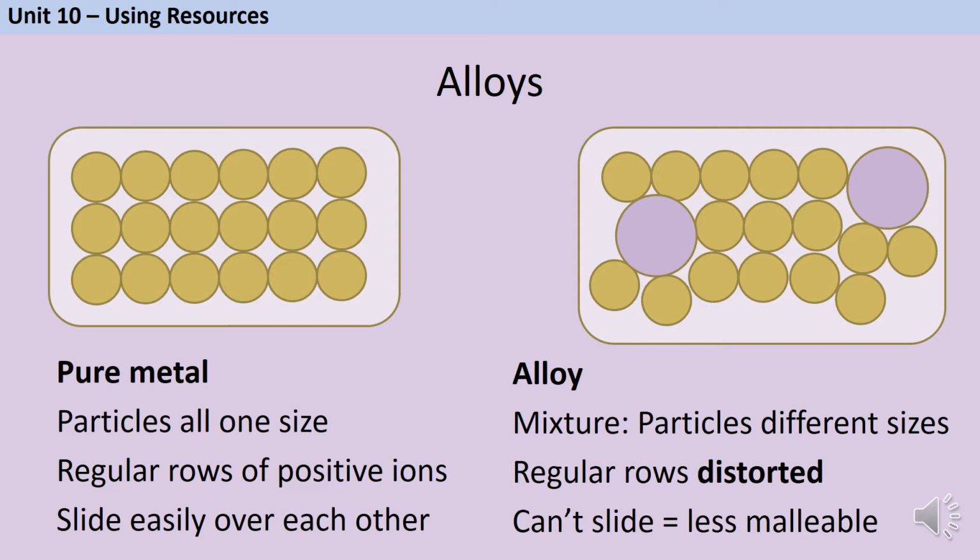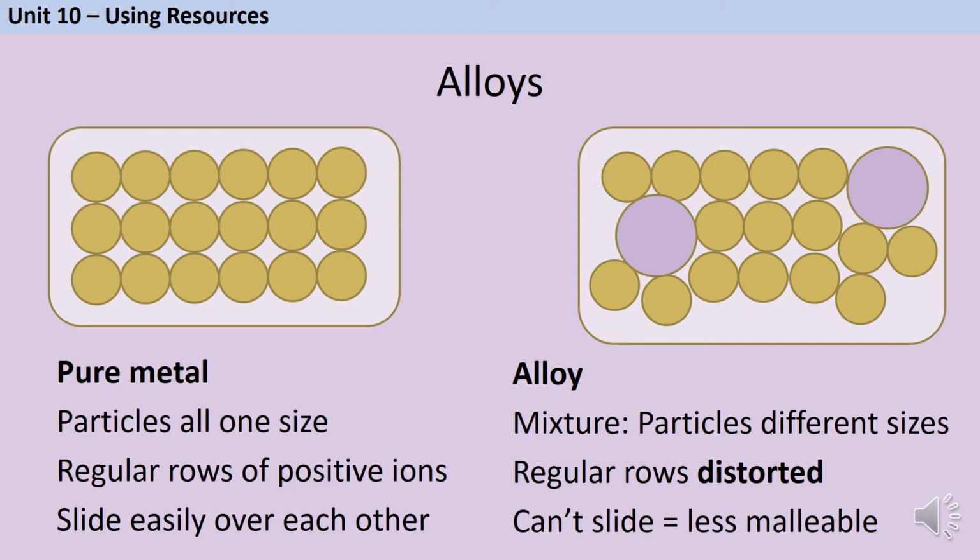Now, pure metals and alloys have different properties to one another. Alloys are harder, and that's why we use them for things like making hubcaps for cars. Because if you had pure metal, it would be easier for it to be dented by, say, a stone flying up, whereas the alloy is stronger and it's harder to dent.